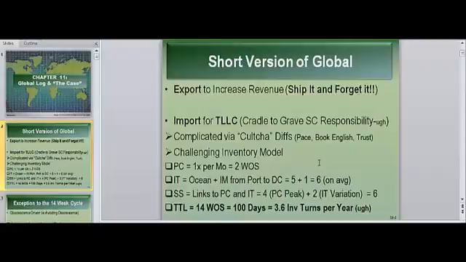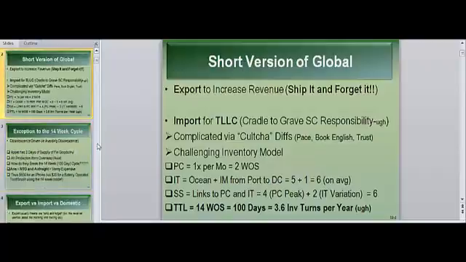Sum that all up, and what do you have? 6, 6, and 2, 14 weeks of supply. On a 7-day week, we're talking about 98 days. Hey, let's just call it 100 among friends. 100 days into 365 days a year. We've got 3.6 inventory turns per year. That is horrible. But that's what you buy into on a total landed cost basis for, shall we call it, stable products that are sourced from overseas.